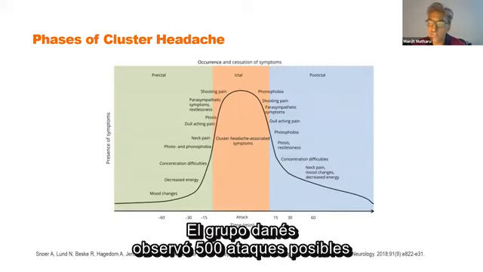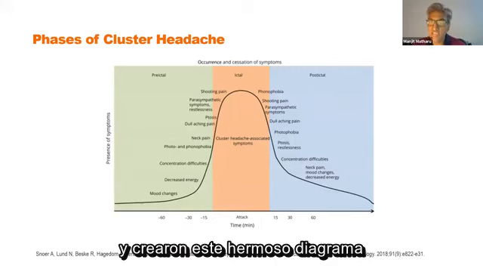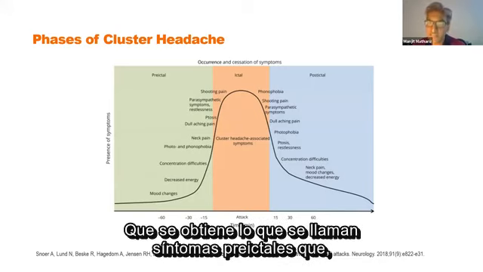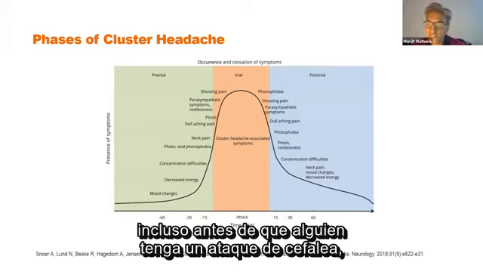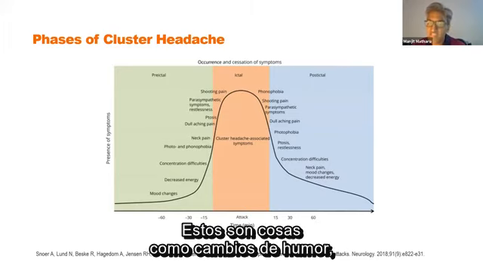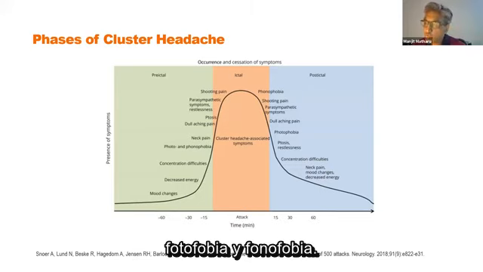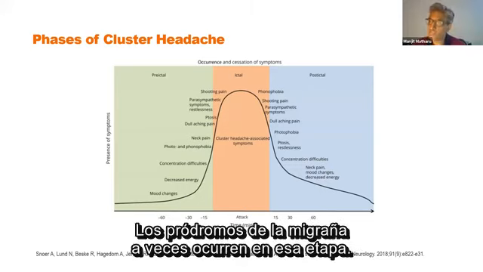The Danish group looked at 500 prospective attacks and came up with this beautiful diagram that shows you what happens: you get pre-ictal symptoms, so even before someone has a cluster attack, they get a warning. They get things such as mood changes, decreased energy, difficulty concentrating, photophobia and phonophobia. Prodromes of migraine often occur at that stage.